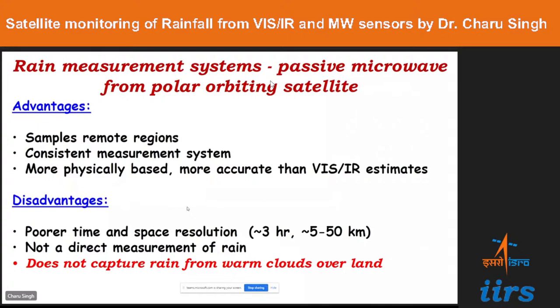Again, we have to combine methods like scattering from the ice crystals or the emission from the water content available within the clouds. But the relationship between the water content in the cloud and the rainfall is not direct. And also the ice crystals do scatter the microwave emissions from the Earth's surface. This relationship is also not direct. So this does not capture the rain from the warm clouds over the land. This is also another, third, disadvantage of the passive microwave sensor.